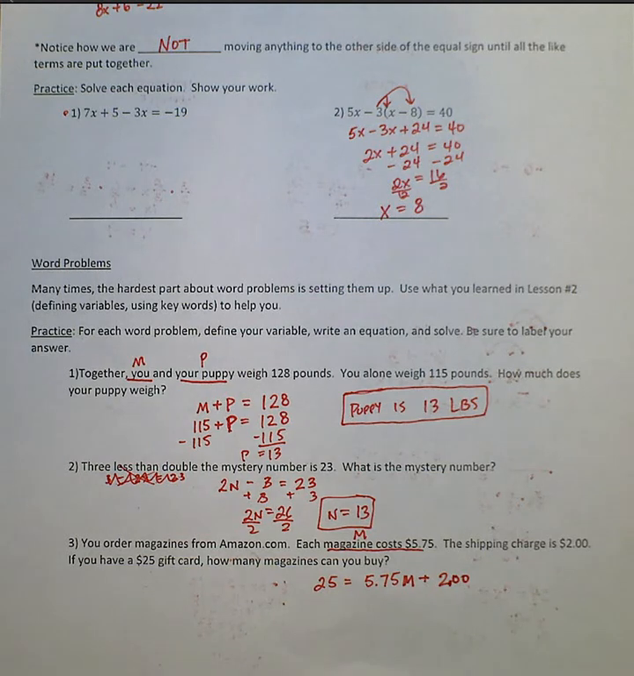Alright, and so now here's my equation. The shipping charge, remember, will only happen once, so I don't need to use any variables with that. The reason I have to use a variable with the $5.75 is because it happens for every magazine that I order. So now I have my equation, and then I can solve to find out how many magazines I could buy.